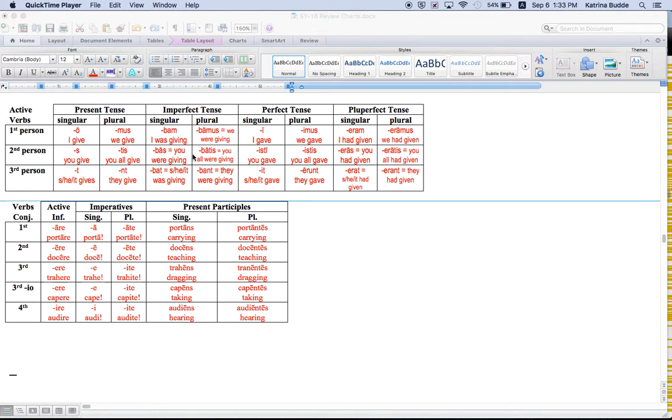The difference between the imperfect and the perfect is the imperfect happened over an extended period of time, as in I used to run, or I used to give money to a certain organization, whereas the perfect tense happens in a moment of time. So I gave you $5 last night. No, I didn't give you $5 every single night, just once last night.